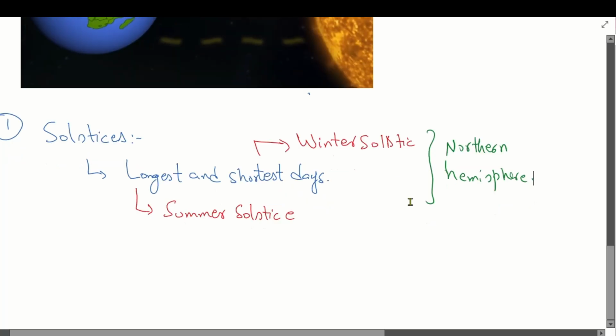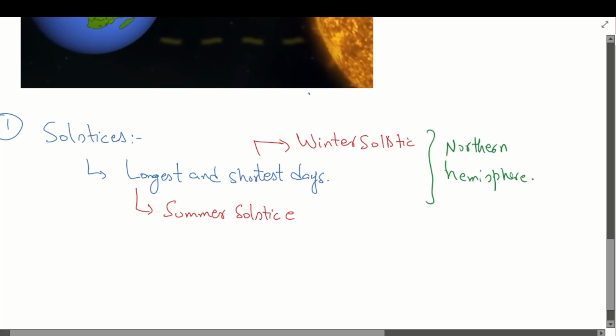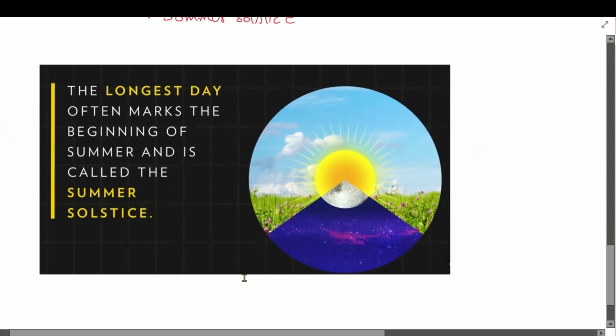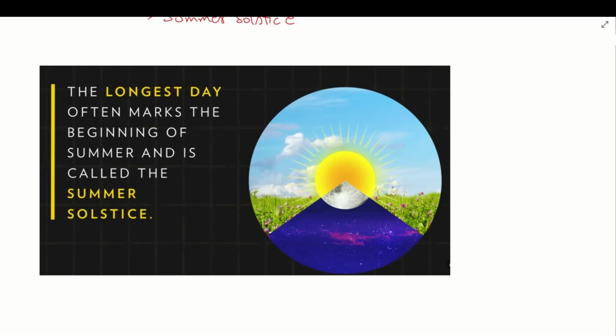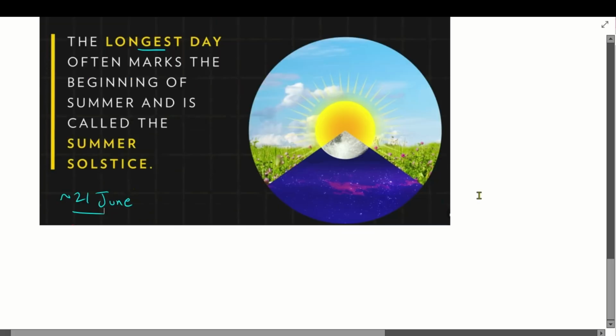Like according to the North Pole direction. Now I will tell you about the summer solstice. Summer solstice is basically the longest day, often marking the beginning of summer, and it is referred to as the summer solstice. Like you can see here, the day is longer and the night is shorter. For our region, we get this day usually around 21st June, which is considered the longest day of the year.